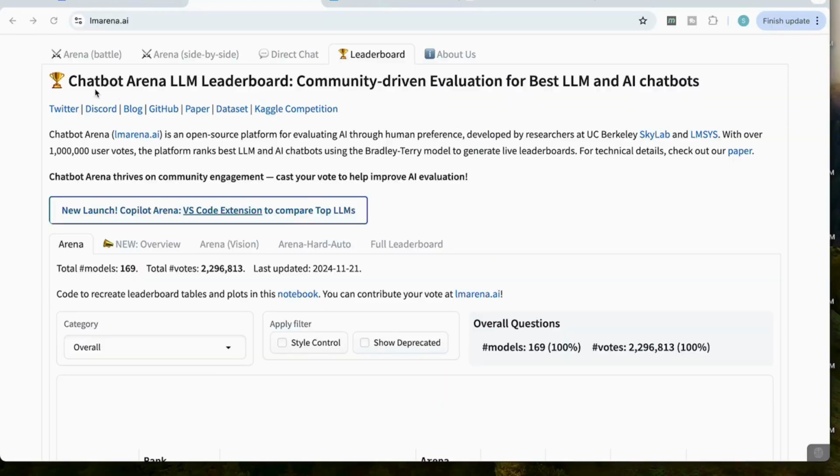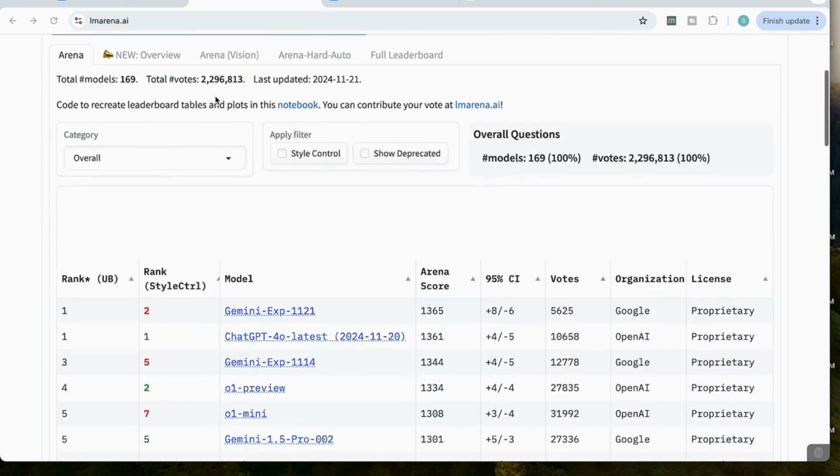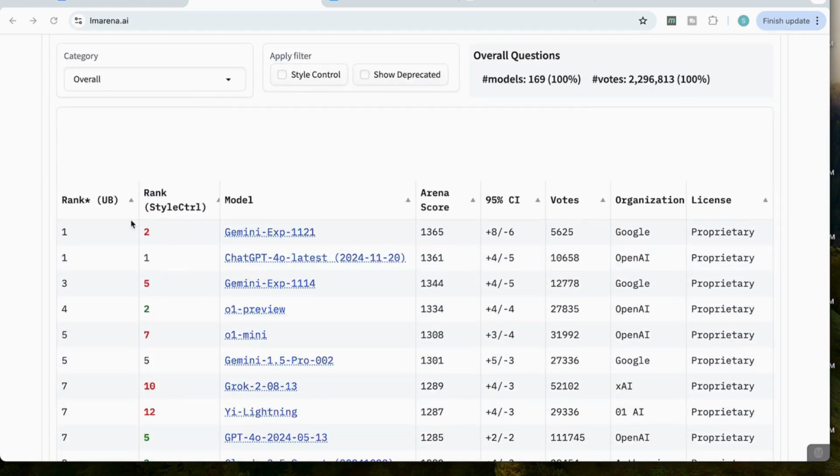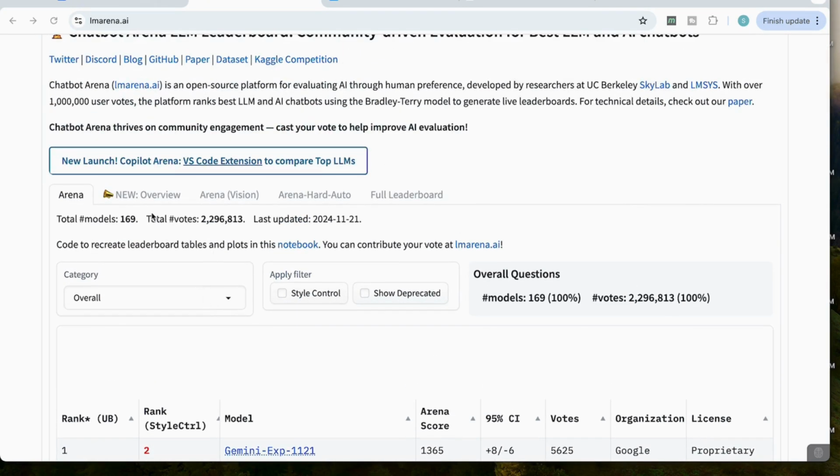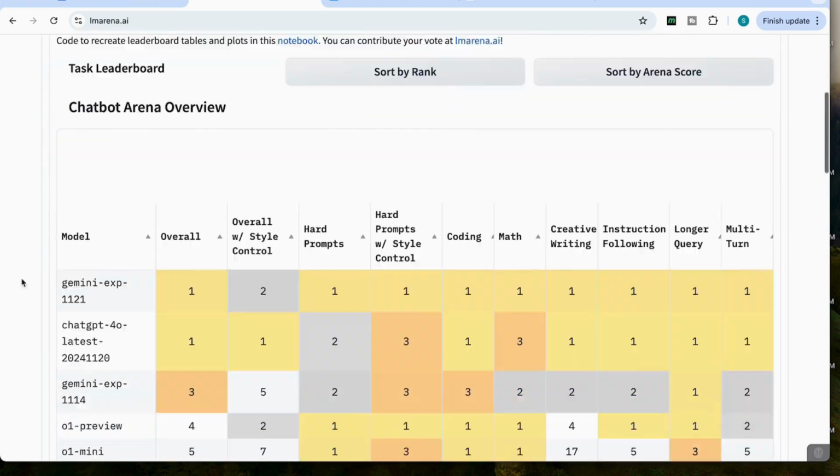Now, what's really interesting is that if we go to the Chatbot Arena leaderboard, what we'll see is that Gemini Experimental 1121 has ranked number one above ChatGPT 4o, above Gemini Experimental 1114, which is the one that they just released a week ago, above o1 Preview, o1 Mini, and Claude 3.5 Sonnet. And if we look at the different categories where it's ranked number one, surprisingly, you're going to see that Gemini Experimental 1121 ranks number one across a number of categories, such as hard prompts with style control, coding, maths. It's number one in creative writing, instruction following, the longer queries, and the only one that's actually gotten number two is style control, which looks at the user-friendly formatting and presentation.